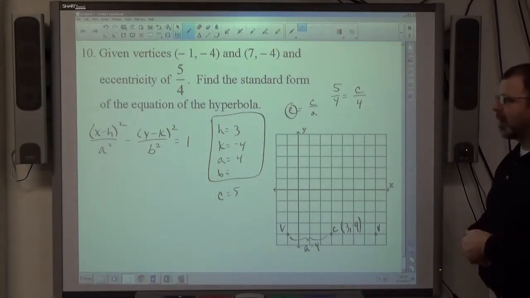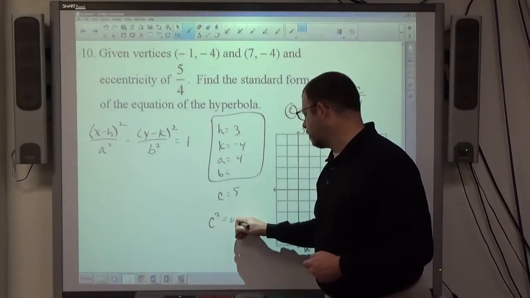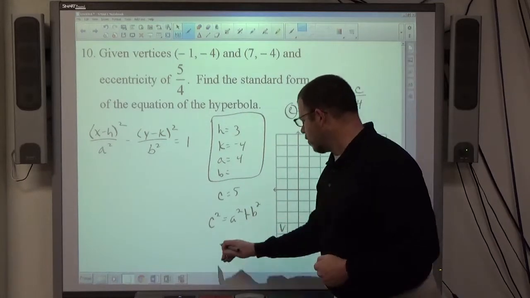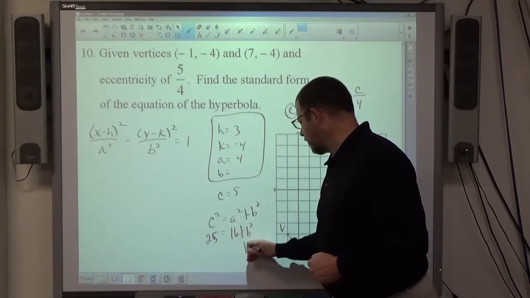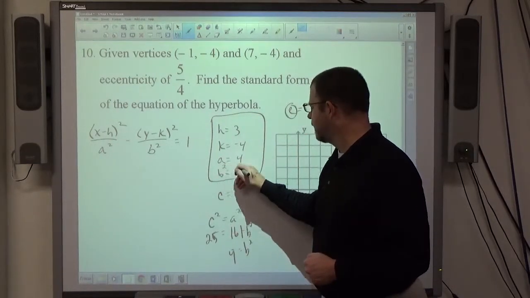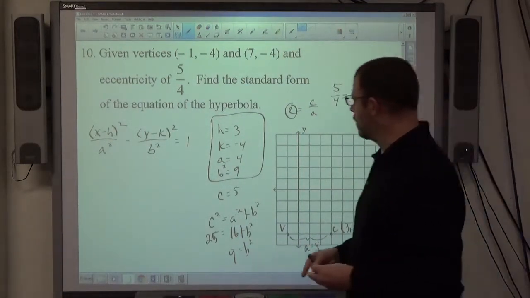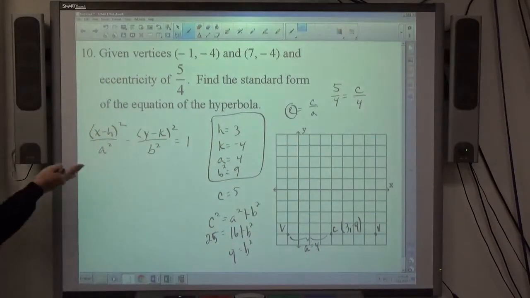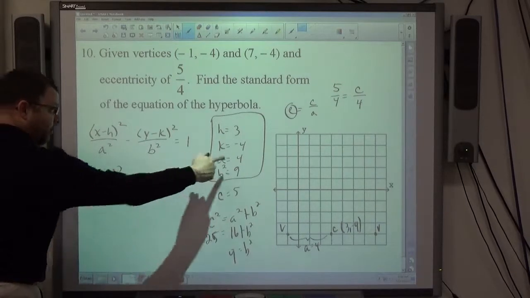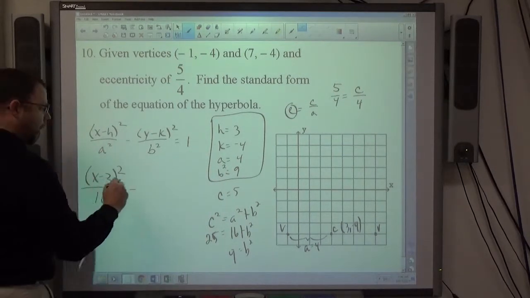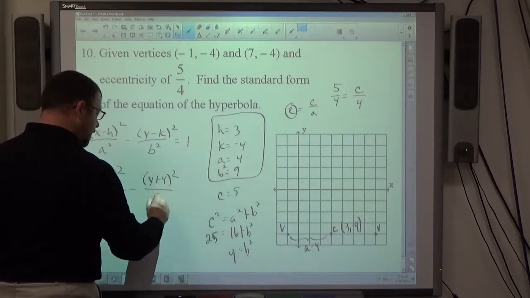Once I know 2 of the 3 of a, b, and c, the relationship between a, b, and c in a hyperbola is c squared equals a squared plus b squared. So 25 is equal to 16 plus b squared. Therefore, b squared is equal to 9. Again, if you know a or b or a squared or b squared, that's good information. Once I know h, k, a, and in this case b squared, I'm ready to write the answer. So (x minus 3) quantity squared, over 4 squared, which is 16, minus (y plus 4) quantity squared, over b squared, which is already squared, so over 9, equals 1.